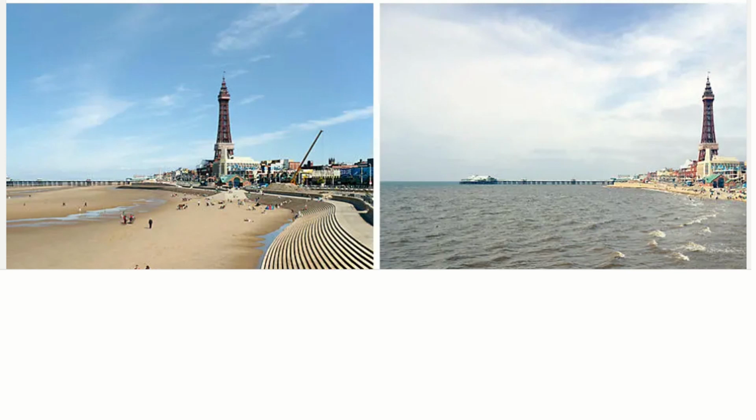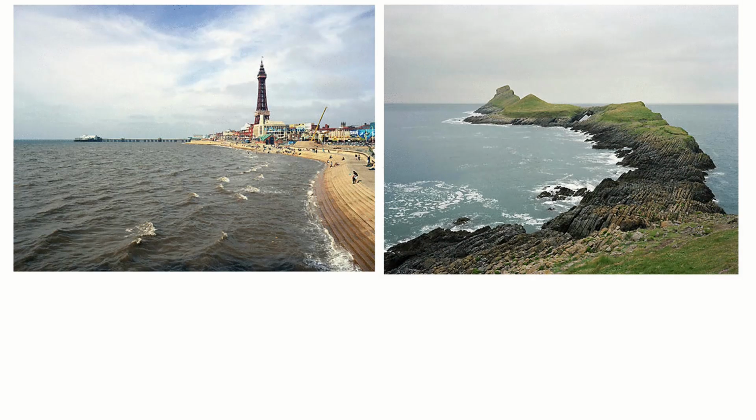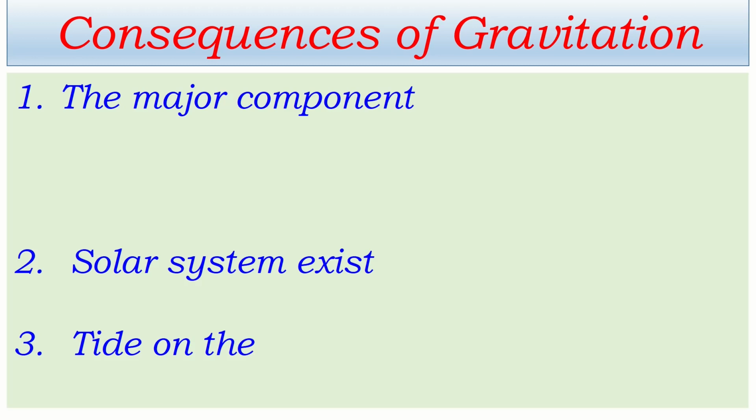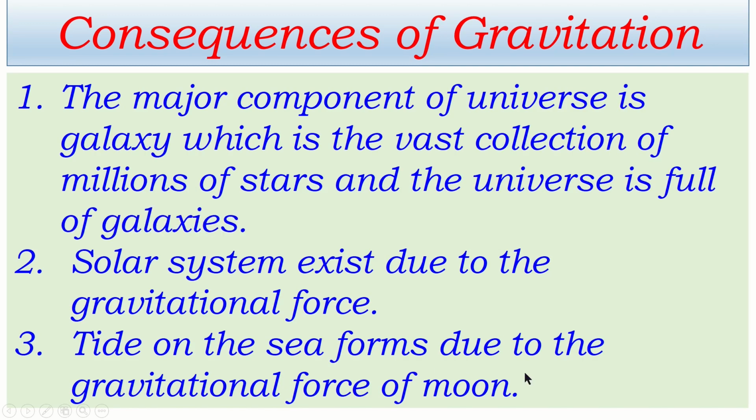The rise and fall of the level of water in the sea due to the gravitational force of the moon is called tide. Look at this also. This is the same place, and sometimes it is filled with water and sometimes not filled with water. There is another place also shown. Sometimes the water level is high, sometimes less. This way, one of the great consequences of this gravitational force is that tide on the sea forms due to the gravitational force of the moon.